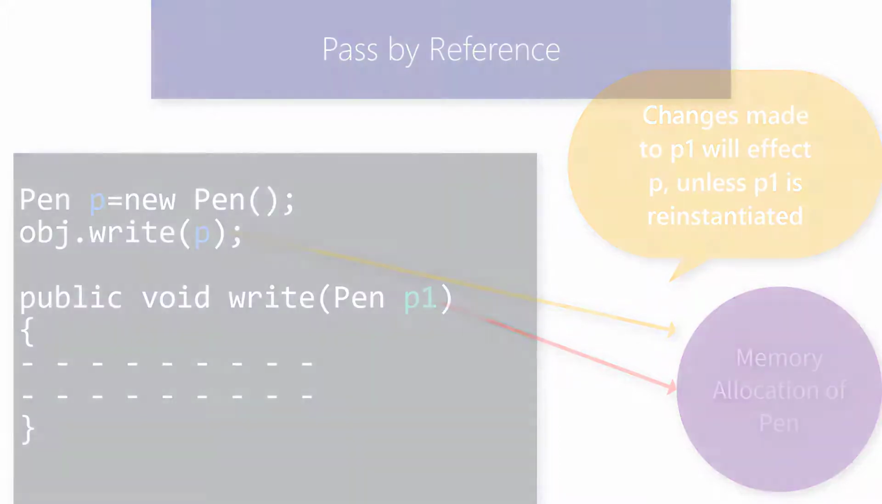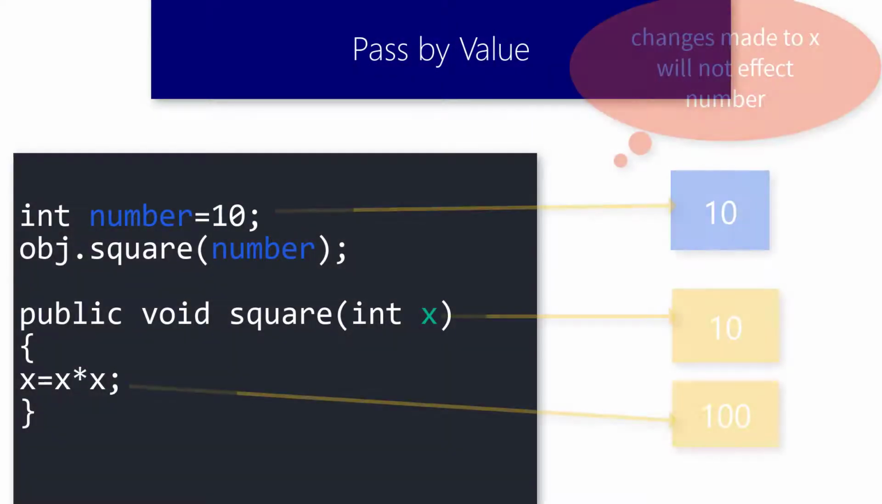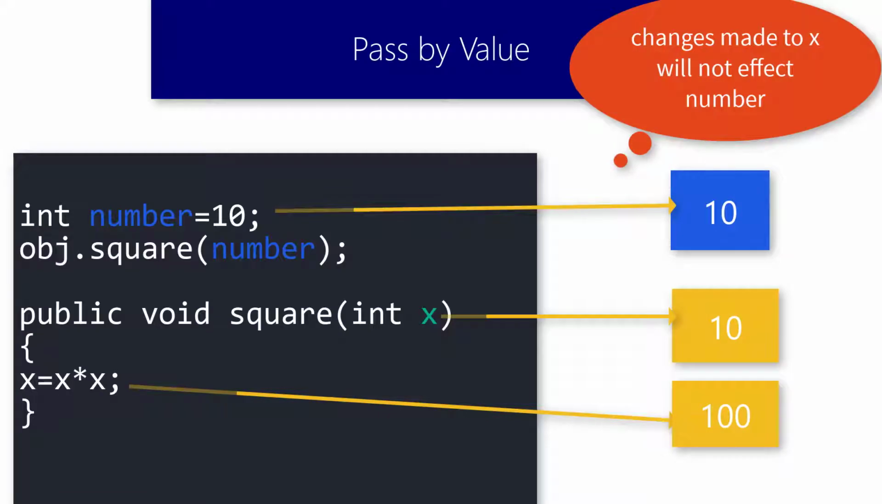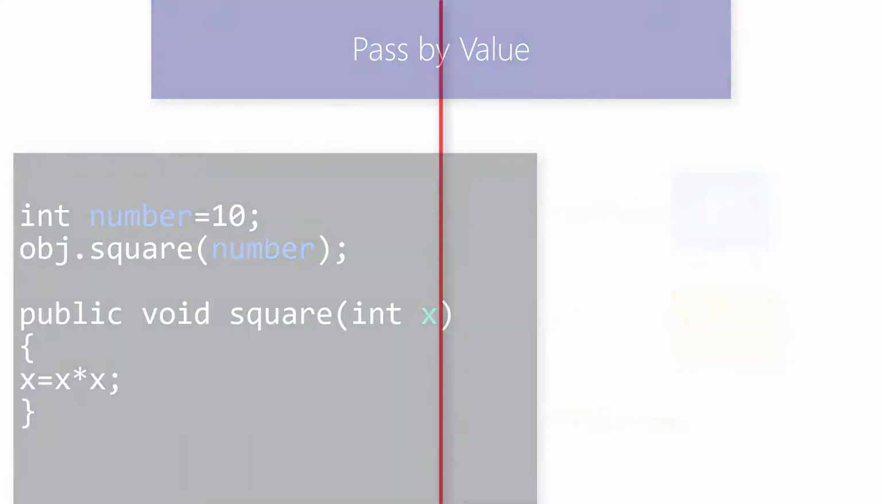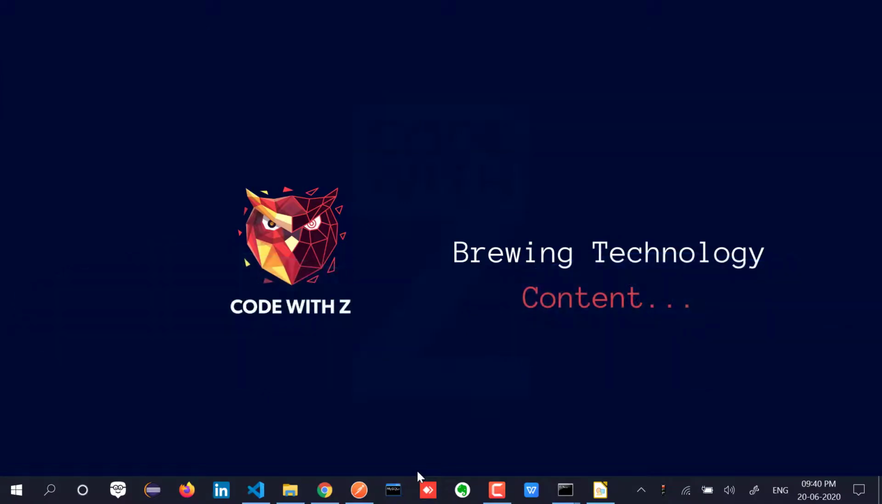And for pass by value, what exactly happens? You just pass the value to the method, and whatever changes it makes will not be reflected. So in short, when you pass an object variable, you're making use of pass by reference, and when you're passing a primitive variable, you're making use of pass by value. So let's quickly try this.